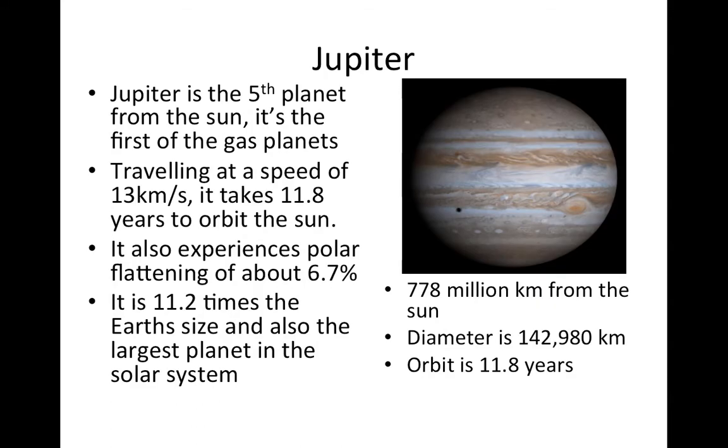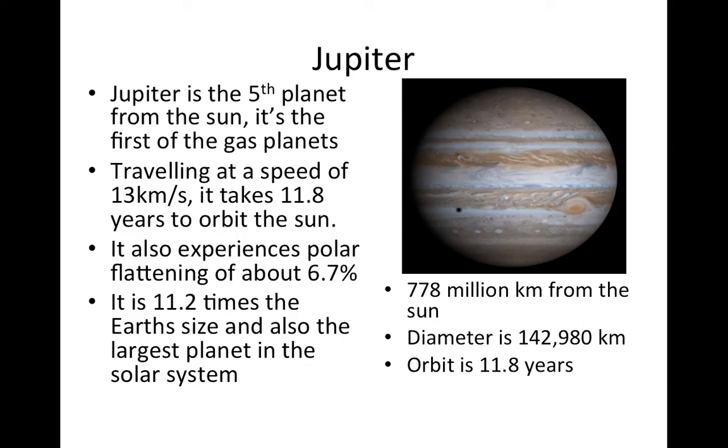Right. Now we get on to Jupiter. Jupiter is one of the most interesting of all the planets. Jupiter is the fifth planet from the Sun and is the first of all the gas planets, as we know. It's traveling at a speed of 13 kilometers per second, and it takes 11.8 years to orbit the Sun.